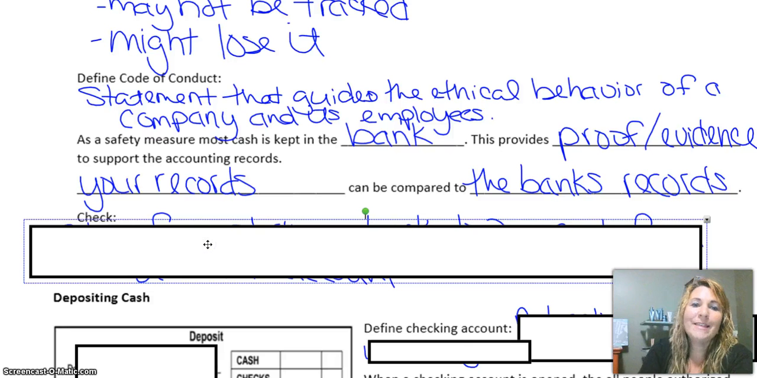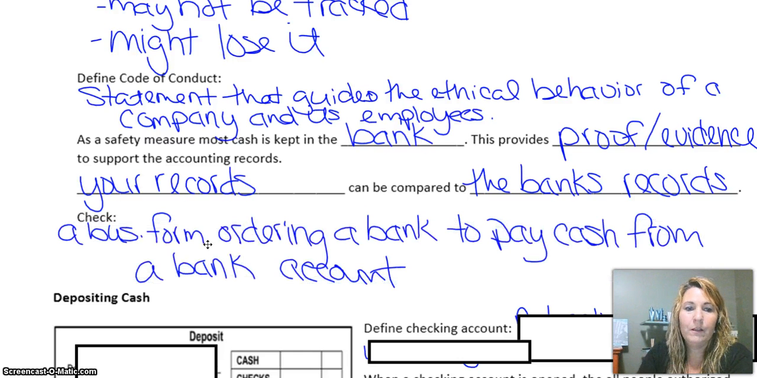Next, I want you to write the definition for a check. Many people know what a check is, however, the accounting definition can get confusing, so go ahead, pause the video, and write out the definition for a check. Okay, the definition is a business form ordering a bank to pay cash from a bank account. The business form ordering a bank to pay cash from a bank account is a check.